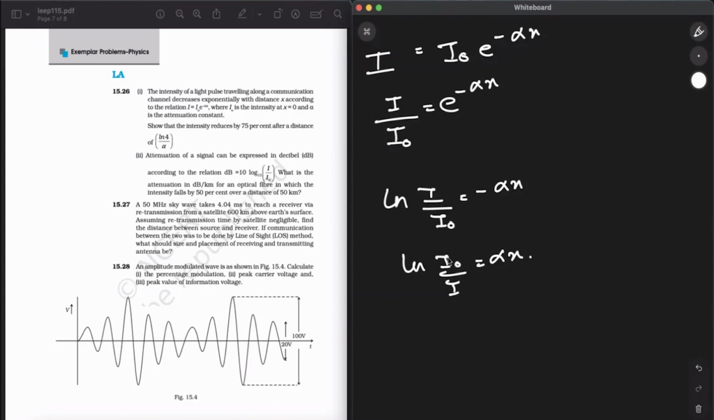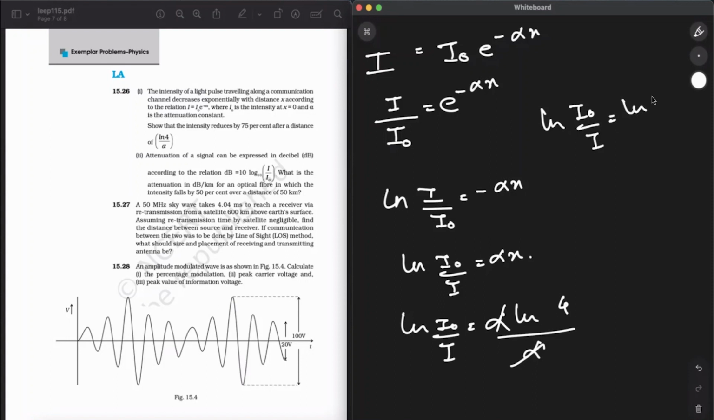Now at x equal to ln 4 by alpha, if I put the value for it, ln I naught upon I is equal to alpha times ln 4 a whole upon alpha. So ln I naught upon I is equal to ln 4. That means that I naught upon I is equal to 4. Simple.